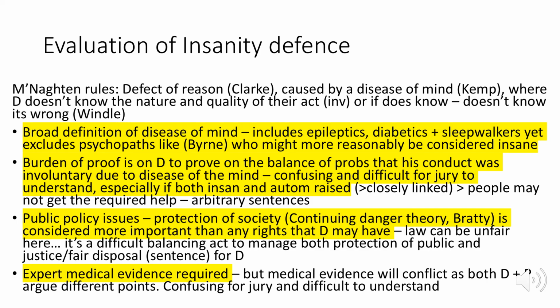This is quite confusing and difficult for a jury to understand, especially if both insanity and automatism are raised. Also, they're quite closely linked, so people may not get the required help. Public policy issues. So, protection of society, continuing danger theory, Bratty, is considered more important than any rights that D may have. The law can be unfair here.